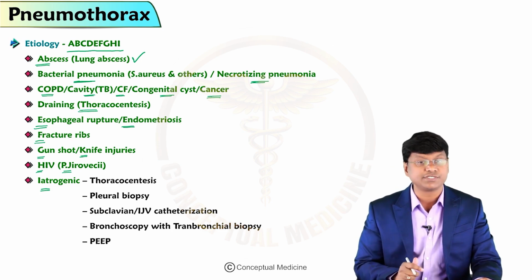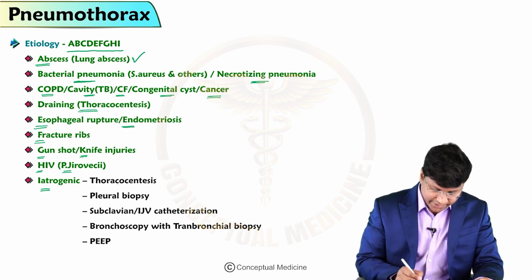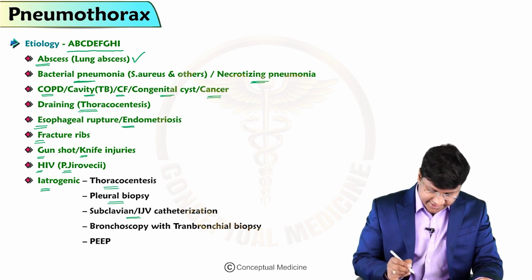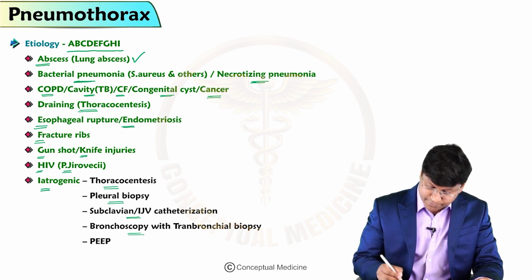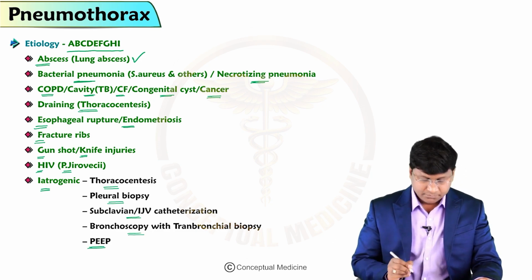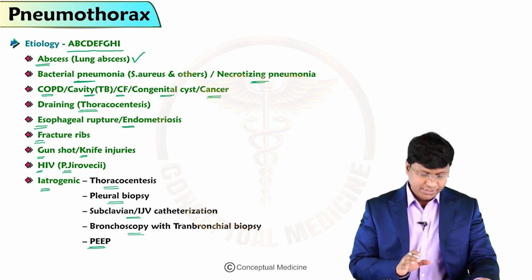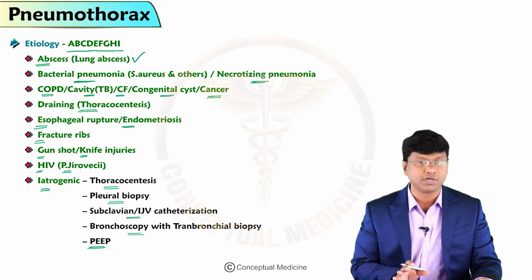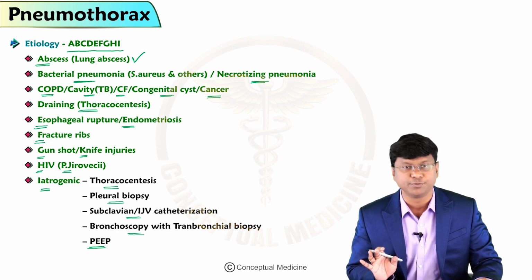The iatrogenic causes for the development of pneumothorax will be thoracocentesis or pleurocentesis, pleural biopsy, central venous catheter insertion, bronchoscopy with transbronchial biopsy, and then positive end expiratory pressure. So these are all the various causes for the development of pneumothorax.